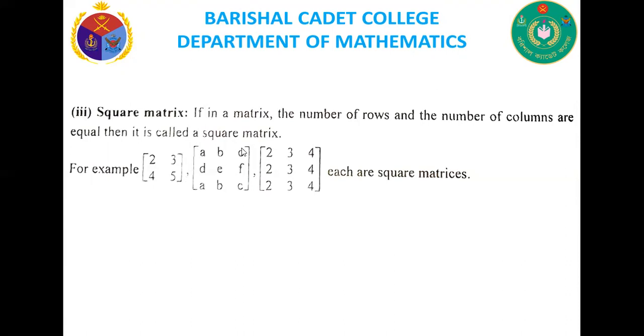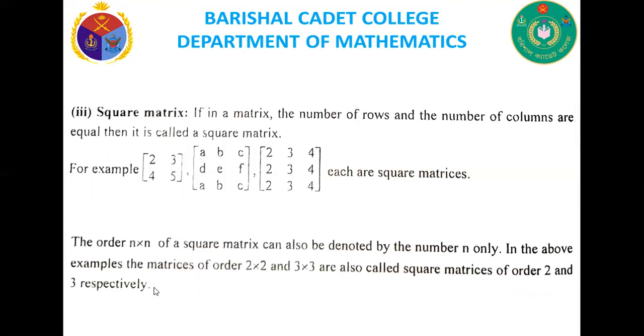Here you can see this matrix has 3 rows and 3 columns. So the number of rows is equal to the number of columns. So it is also a square matrix. In a similar way, this one is also a square matrix. The order n by n of a square matrix can also be denoted by the number n only. In the above example, the matrices of order 2 by 2 and 3 by 3 are also called square matrices of order 2 and 3 respectively.